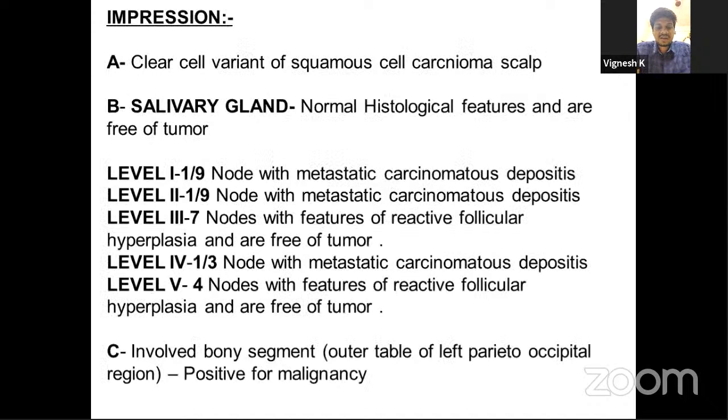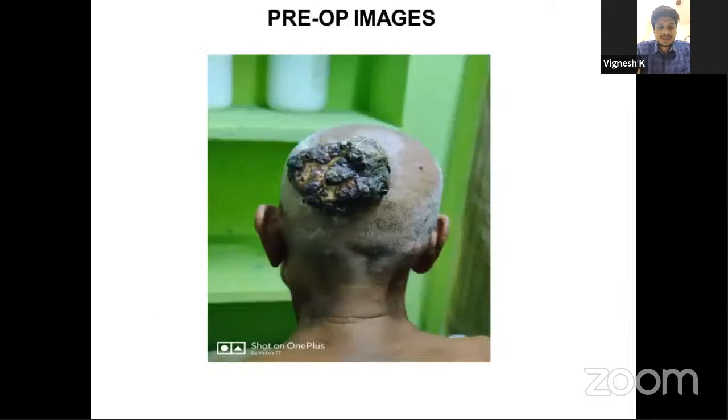Impression: it is a clear cell variant of squamous cell carcinoma of the scalp. Salivary gland is normal histology and free of tumor. Level 1 and level 2, both 1 out of 9 nodes with metastatic carcinoma deposits. Level 3, 7 nodes with reactive follicular hyperplasia and free of tumor. Level 4, 1 out of 3 nodes with metastatic carcinoma deposits. Level 5, 4 nodes with reactive follicular hyperplasia. The bone segment is involved by malignancy.